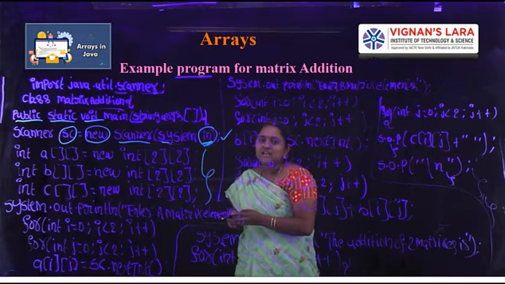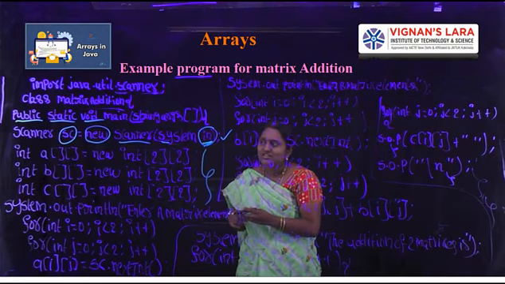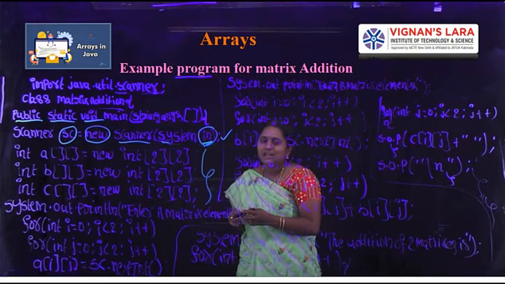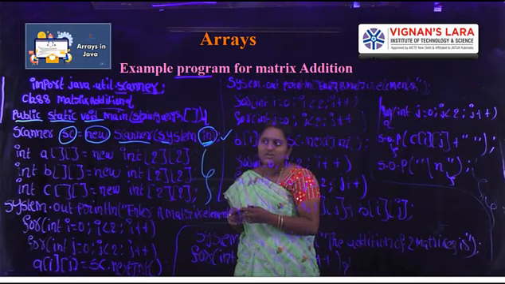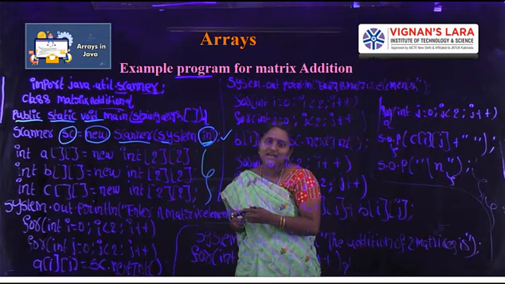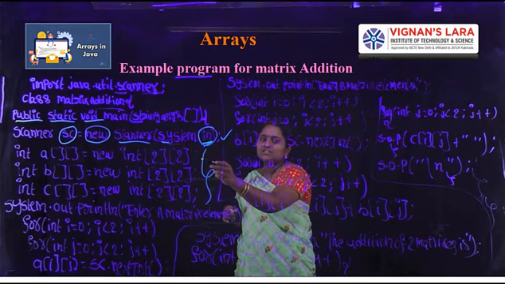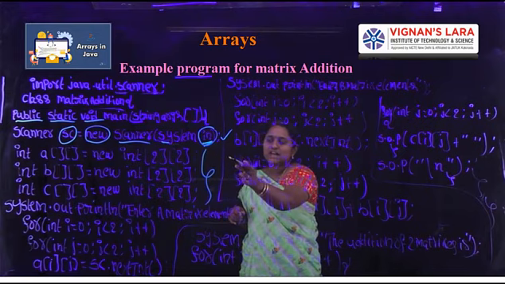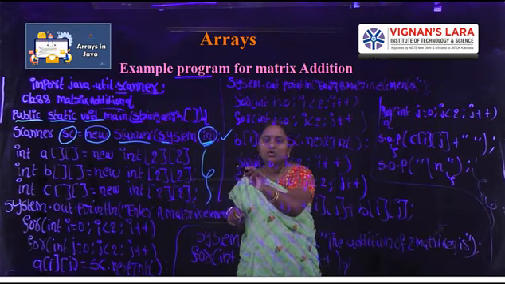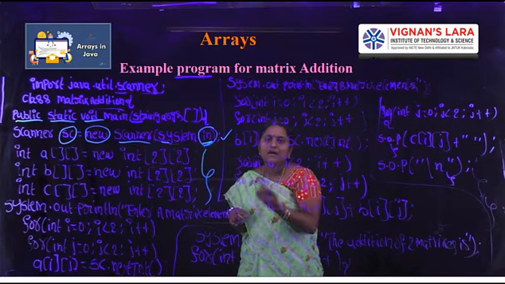What is the syntax for creating a two-dimensional array? Data type, array name followed by two subscripts equal to new data type, size 1 and size 2. Here int a, two subscripts: the first subscript represents the number of rows, the second subscript the number of columns. New data type, size 1 is 2, size 2 is 2: 2 rows and 2 columns.